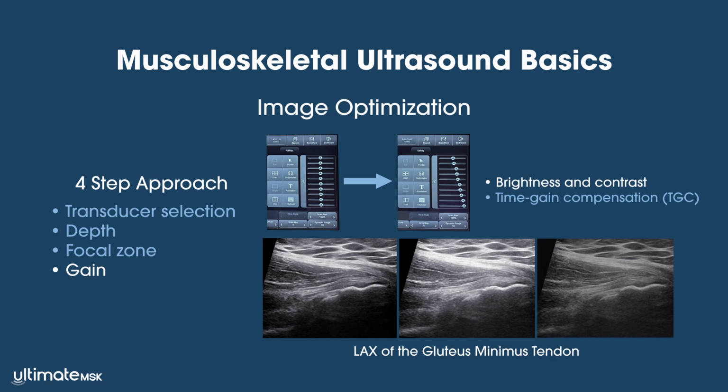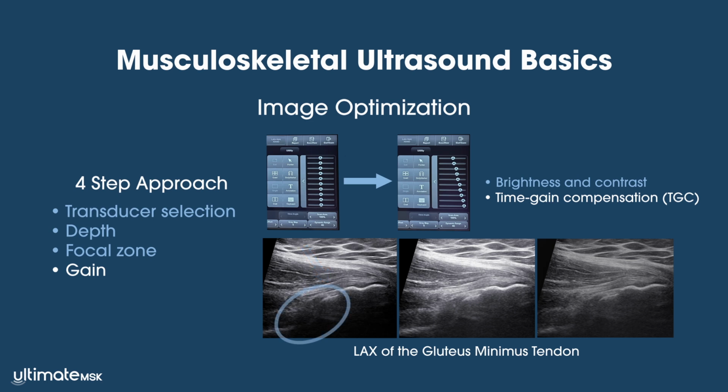Sometimes, when the target tissue is either superficial or deep, adjusting the gain can cause other structures within the image to become too bright or dark. Time gain compensation allows selective adjustment of the brightness at different depths. The three images show the gluteus minimus tendon. The image on the left effectively optimizes the tendon's insertion onto the anterior facet of the greater trochanter.